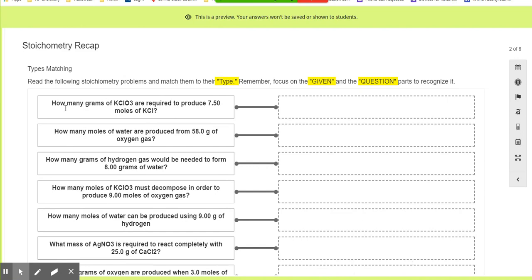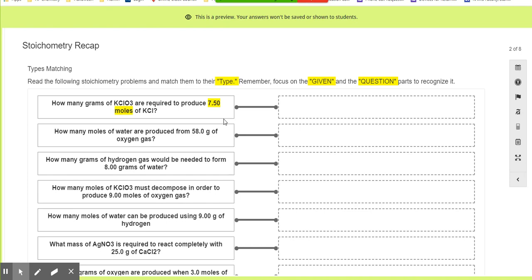So for example, the first one that we have here says how many grams of KClO3 are required to produce 7.5 moles of this? All right, so if you guys had been given this problem, what would be the first thing that you would put into your problem? What part would you pull from this question and put automatically into the problem? 7.5, exactly. So don't worry about the words so much. Just go back to your basics, right? That's the part that we would have pulled.